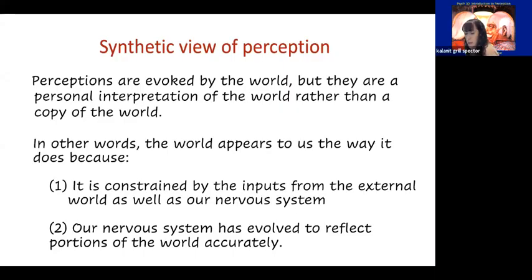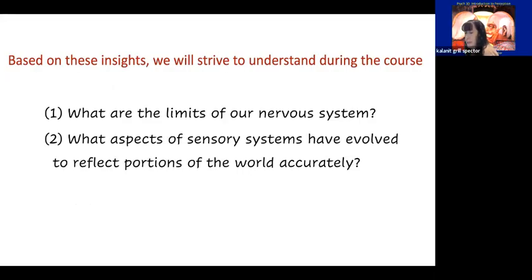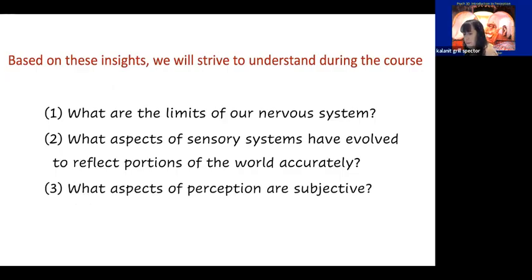On the other hand, our nervous system has evolved to accurately reflect several aspects of the world precisely in order for us to better navigate the world. So based on these insights, we'll strive to understand during the course some of the limits of our nervous system, and on the other hand, what aspects of our sensory system have evolved to reflect portions of the world accurately. And finally, we'll also think about what aspects of our perceptions are subjective and perhaps driven by our own personal experience.